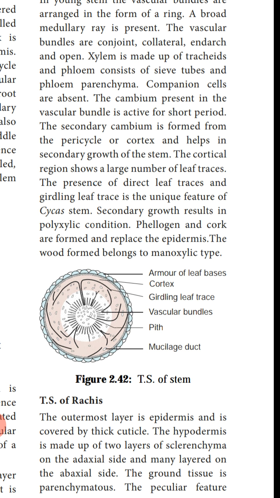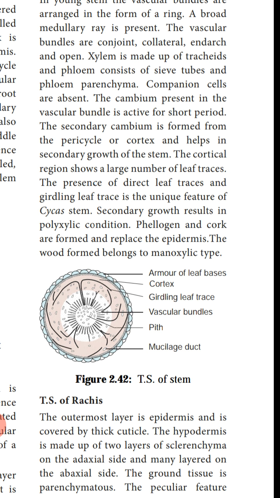The fourth term regarding the vascular bundle is open. Open means between the phloem and the xylem, the cambium is present. Then it is called an open vascular bundle. So here we have studied vascular bundles: they are conjoined, collateral, endarch and open. We have already studied all these terms earlier in the previous classes.